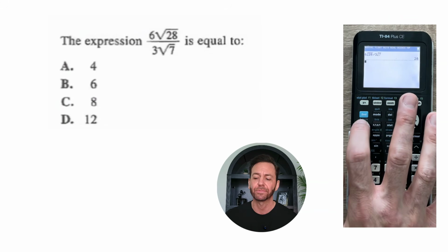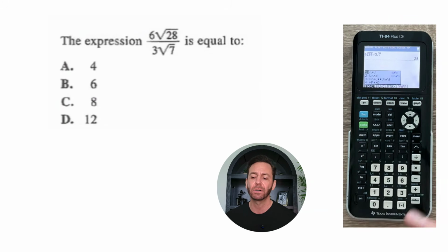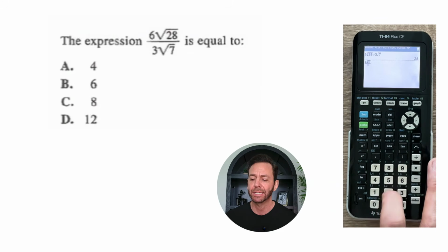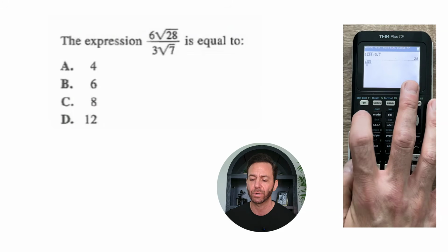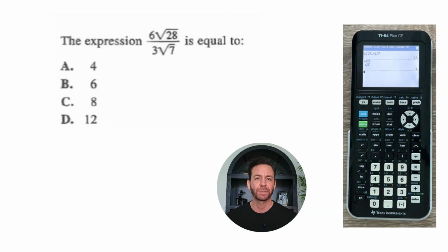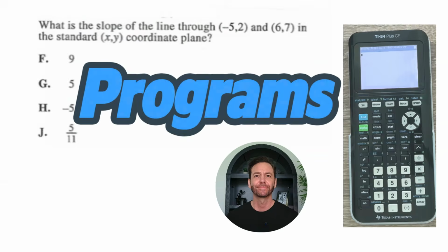But now if I use the fraction button, which is alpha y equals, and I select the first one, now I can type it exactly as I see it. And I know it's going to get the order of operations right. So I'm going to type 6 square root of 28 over 3 root 7. And instantly it tells me that it's 4. So sometimes I overuse the fraction button when I don't necessarily need to because it can't hurt to use it, but it can hurt not to use it.